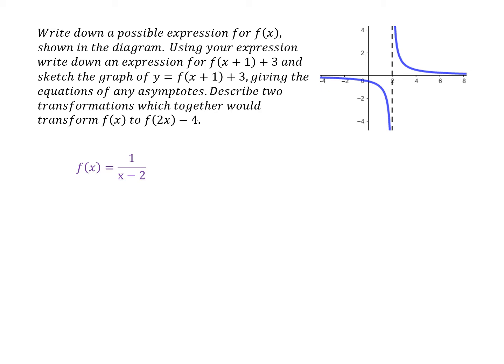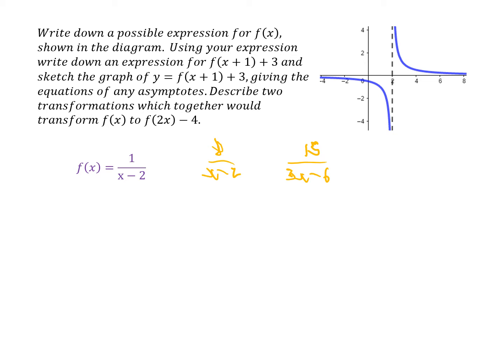But if you had, let's say, 8 over x minus 2, or if you had 15 over 3x minus 6, or anything where the denominator is equal to 0 when x equals 2.